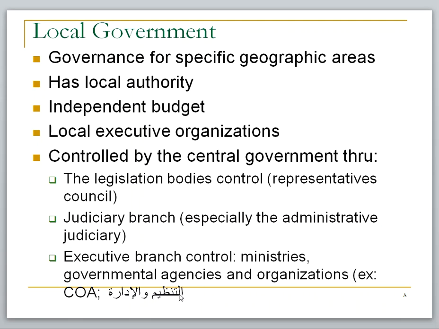Of course, we have some structure for controlling the state. We have control from the executive branch in the capital, from the ministries and the governmental agencies and organizations like التنظيم والإدارة, like the Central Organization for Auditing, اللي هو الجهاز المركزي للمحاسبات. And then we have the governorates, عندنا المحافظات, and the cities and their councils. So this is the whole structure for the local government in Egypt.